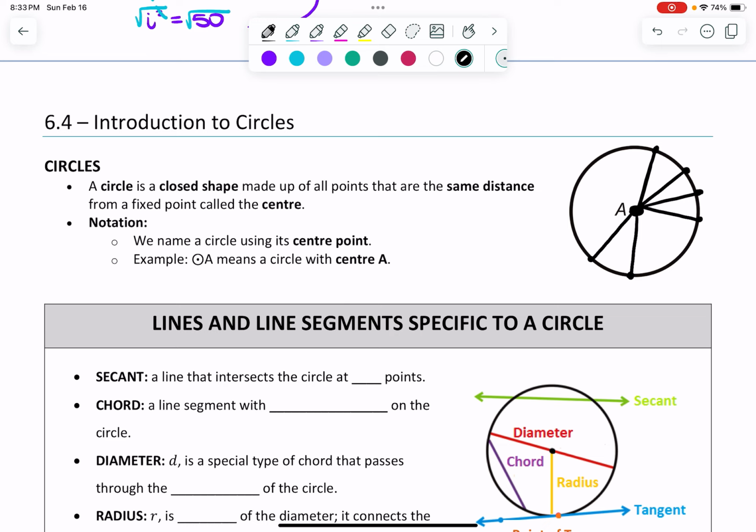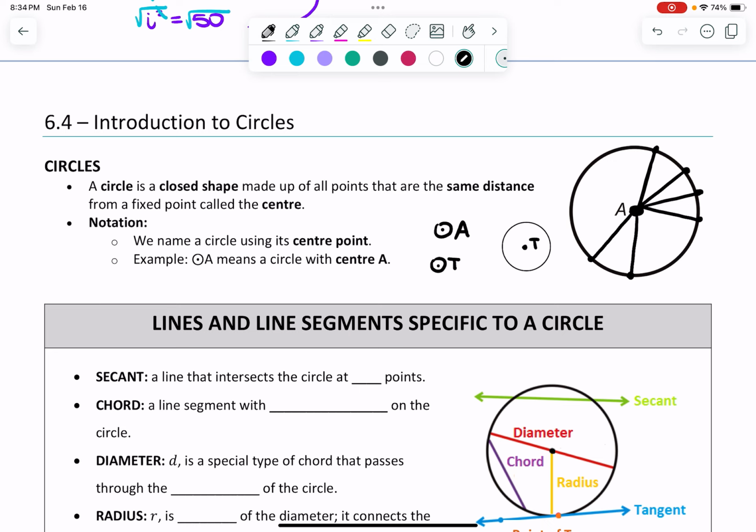Now, circles are actually named based off of their center point. And so how we name them is we draw a circle with that center point inside, and then we name whatever that point is. So this circle on the right is named circle A. But if I drew a new circle and labeled that center point with a different letter, like T, then I'd have circle T as my notation. So circles are named based off of their center.